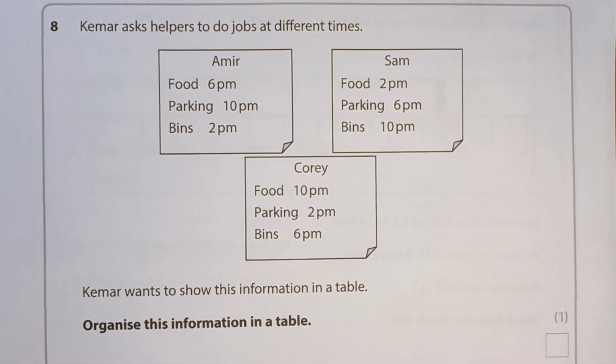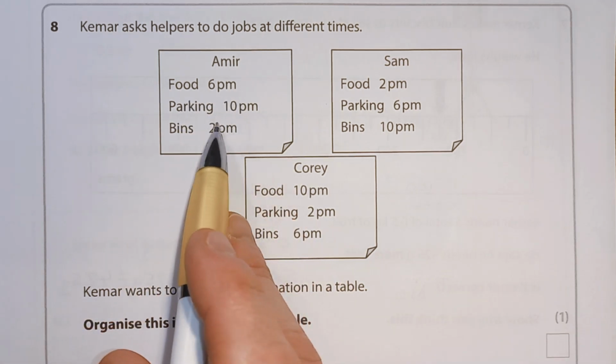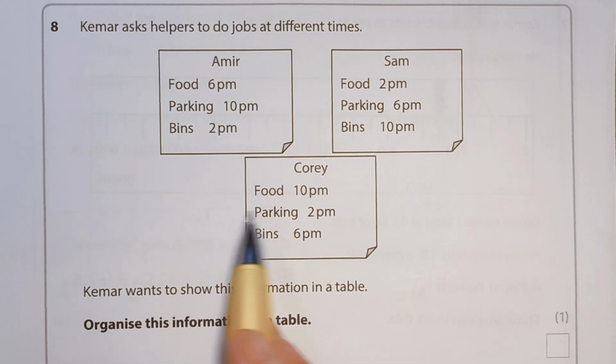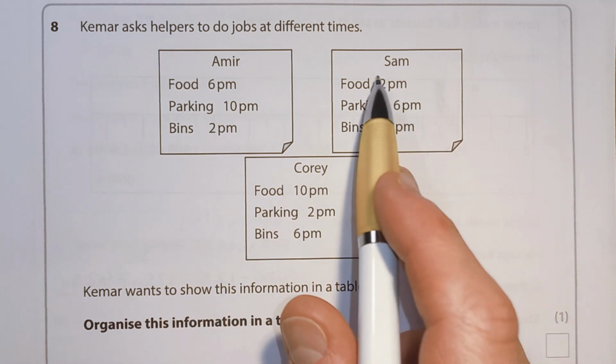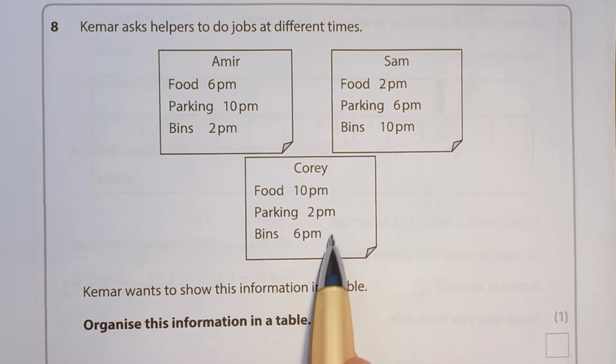Question 8. Kemar asks helpers to do jobs at different times. So Amir needs to do the food at 6 p.m, parking at 10 p.m, bins at 2 p.m. Sam's got different times, but the same jobs. And Corey's got the same jobs, but again, different times. Kemar wants to show this information in a table. Organise this information in a table.